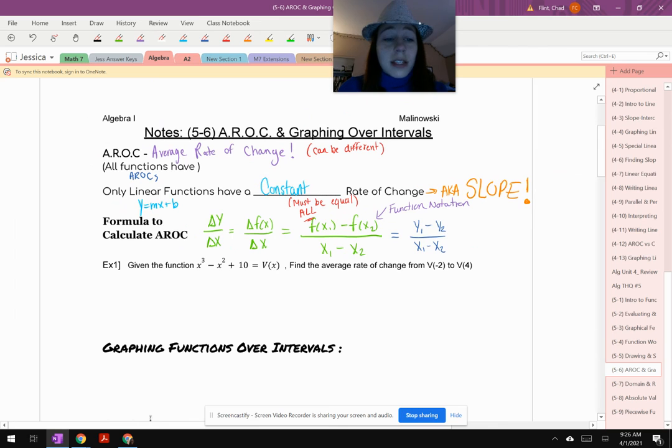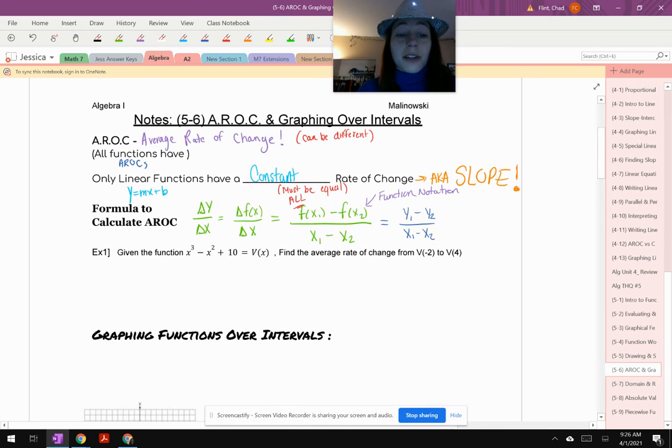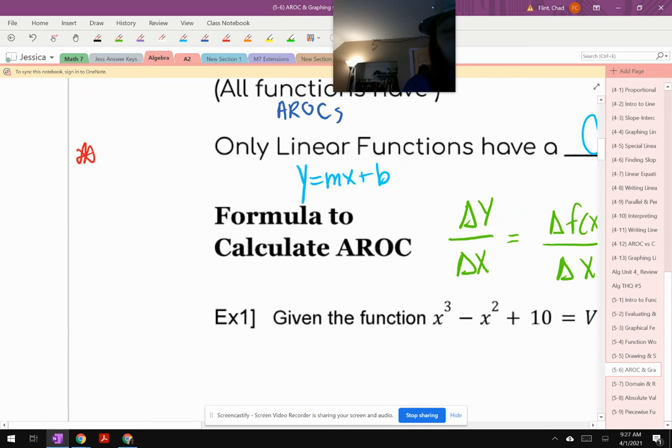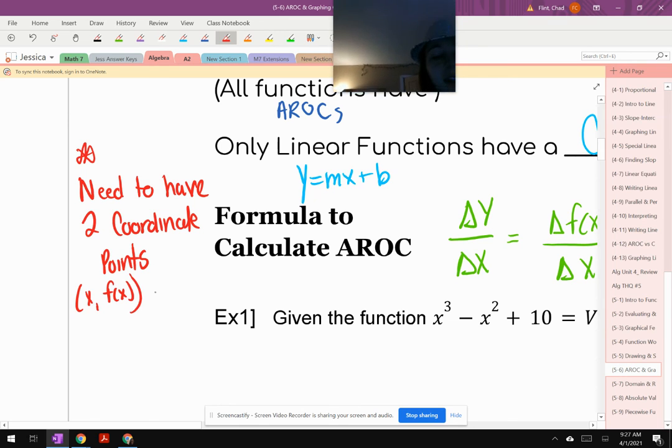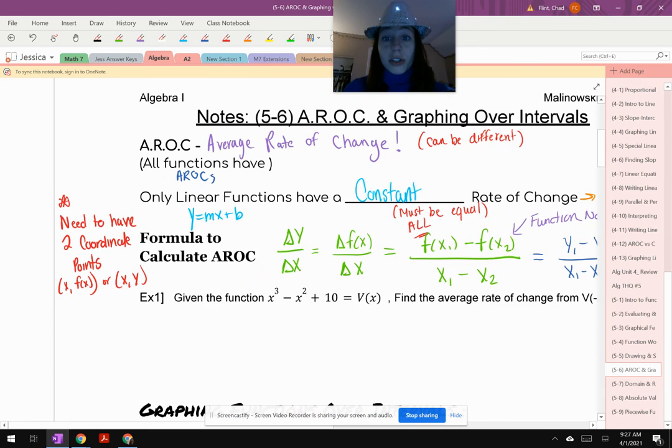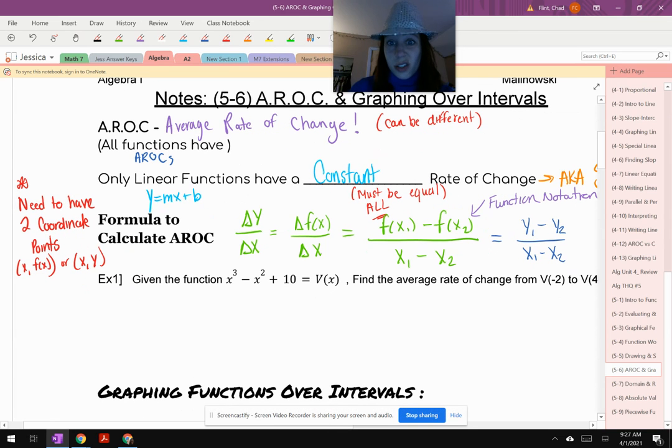And the last little thing, what do we need in order to calculate or find that average rate of change? You need to have two coordinate points. Two of those, x comma f of x, or x comma y. Remember, that's what we're working with right now. We've got function notation. That's what makes this different. That's what makes this new, is that instead of using y, we're seeing f of x.